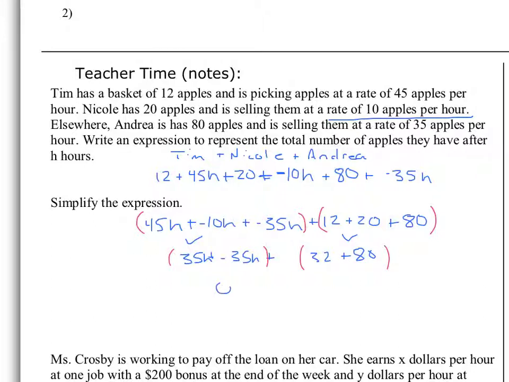We end up with 0 plus 112. So what's really interesting about this is that this simplifies to just a single number. Well, let's think about this really quickly in terms of the real world. It says 0h. What does that mean in terms of the real world? Aaliyah? No, take a shot at it. What do you think that means in terms of the real world?